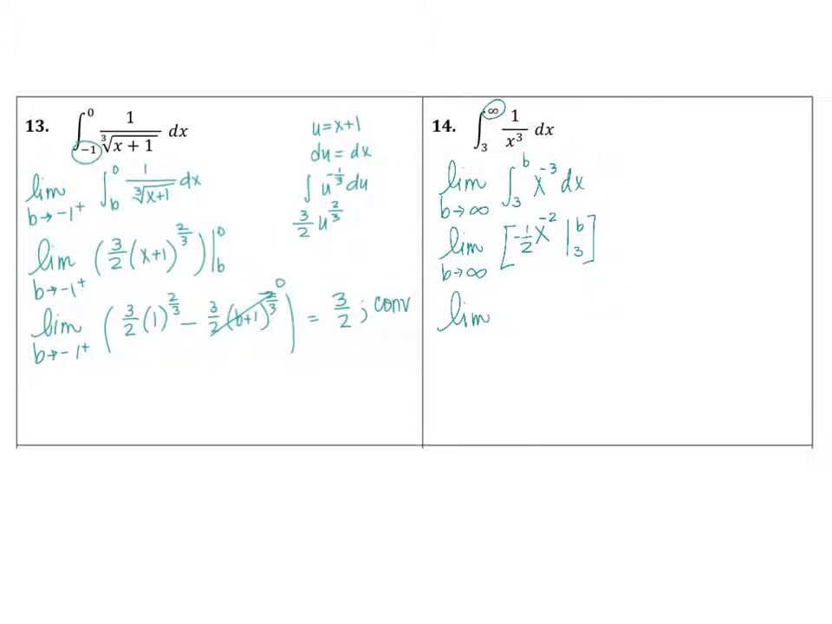Again, we have our limit as b approaches infinity. Substitute in our endpoints. If we do that, I'm going to have -1/2 times 1 over b squared. If we go ahead and flip it, and then minus the negative, so plus 1/2 times 1/9. As b goes toward infinity, that's going to go towards 0, so that product's going to be 0. So it looks like we're going to get 1 over 18, which is kind of a strange number, but that's what we get. And this is going to converge.